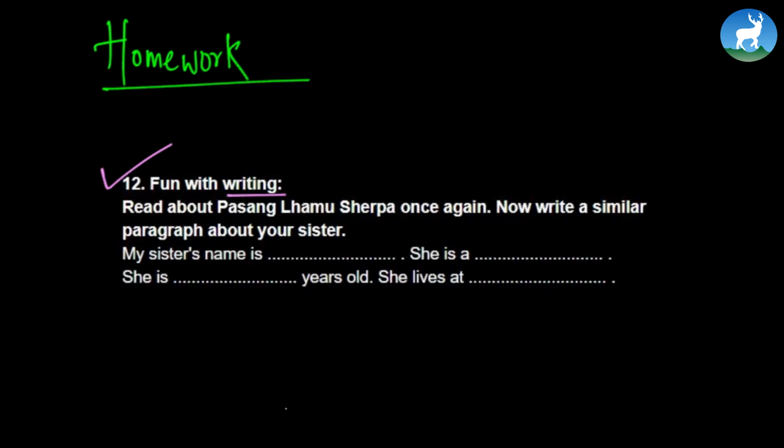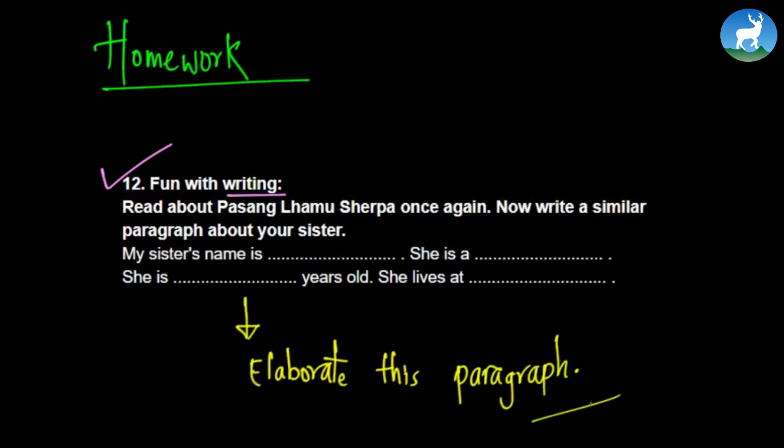When we use at, we are talking about a small place. But if we use in, we are talking about a bigger place. So, for example, I live in Kathmandu, but I live at Sifal. See, so your homework is to extend or elaborate this paragraph. All right, that's your homework. You've got to elaborate this paragraph. With this, we've come to the end of today's class.